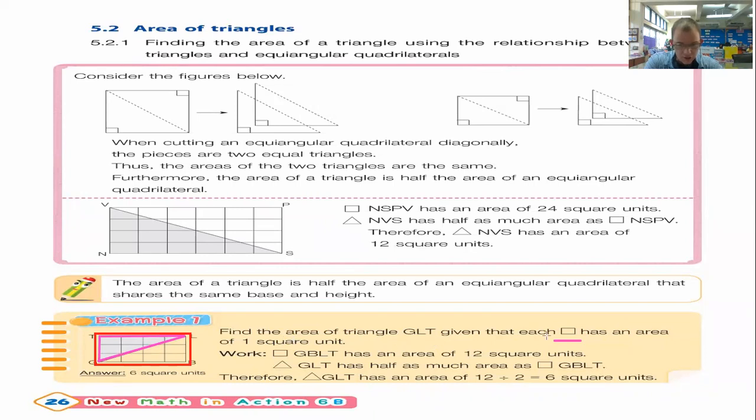And the area is 12 units. Why do they say 12 units? Because you can count 1, 2, 3 times 1, 2, 3, 4. 3 times 4 equals 12. So they say 12 square units. It's actually 3 times 4, with the 4 being here and the 3 being here. Then we just multiply them to get the total area of the quadrilateral.